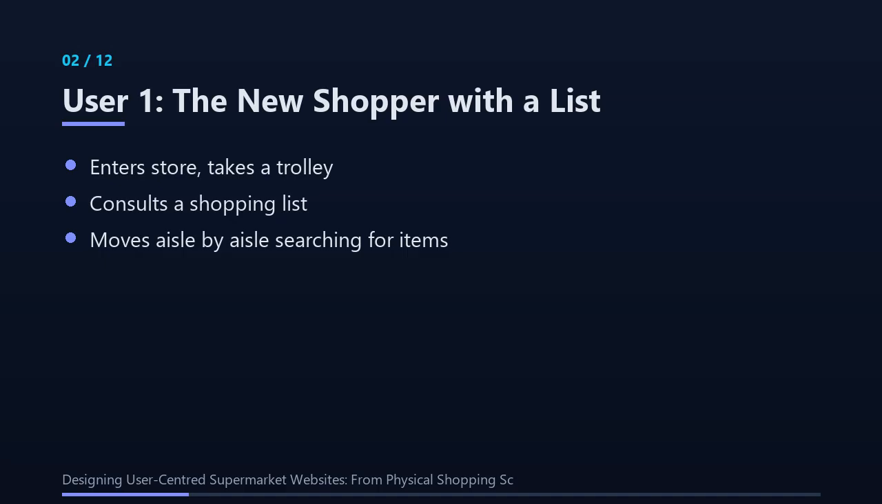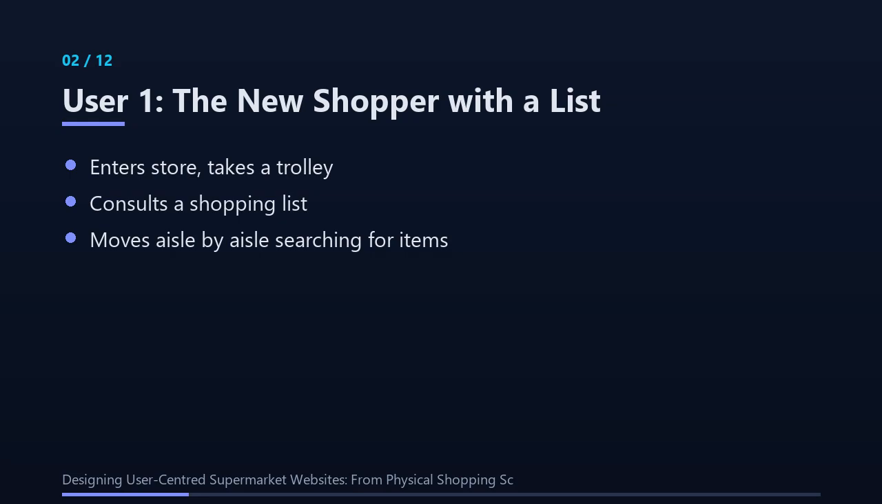Imagine a first-time visitor who arrives with a printed shopping list. Their script begins with walking through the main entrance, grabbing a trolley, and pausing to look around. They then open their list, spot the first item, lettuce, and head to aisle 1, scanning the shelves.